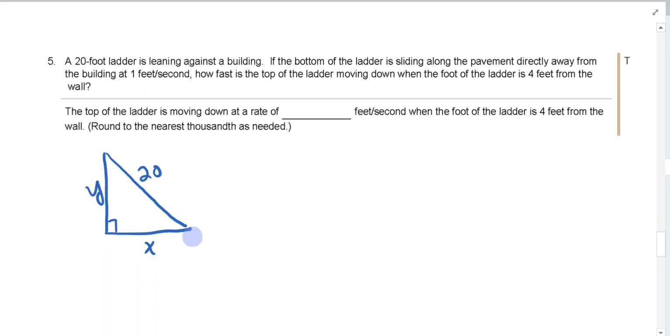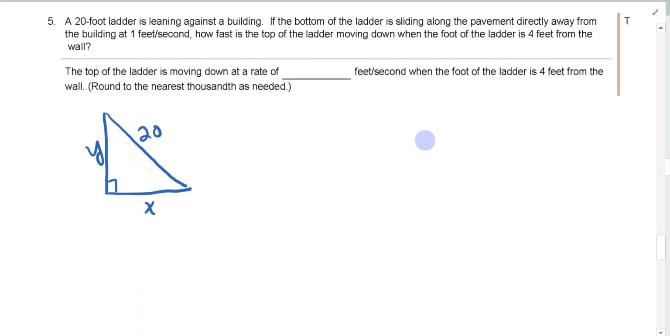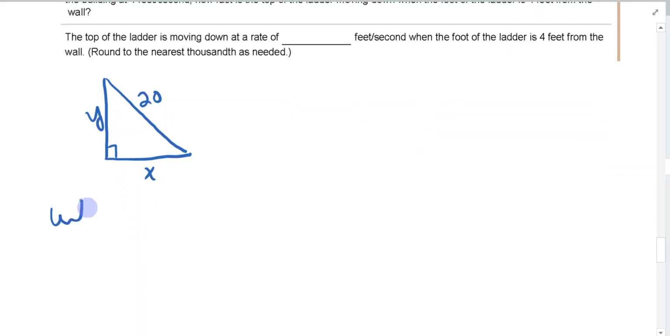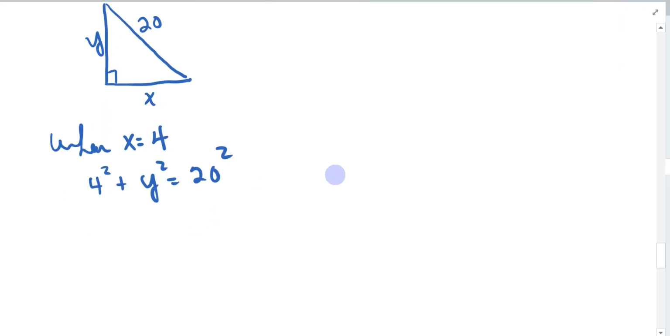It's how far away, when we're talking about this, is going to be 4. So when X is 4, we could say, when X equals 4, I'm going to have 4 squared plus Y squared equals 20 squared. So 16 plus Y squared equals 400.